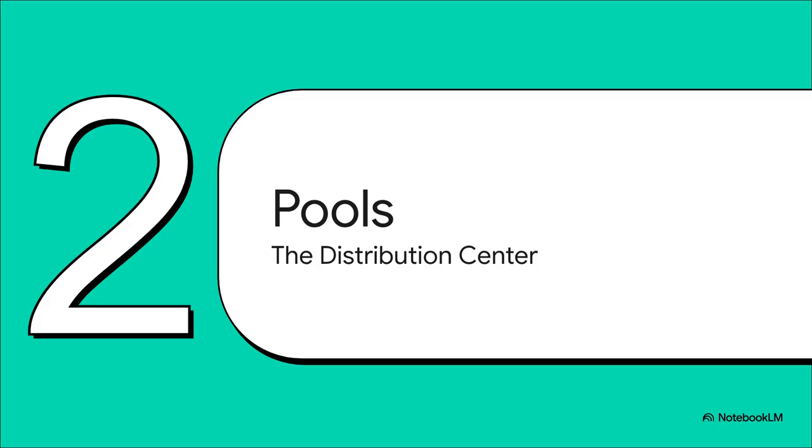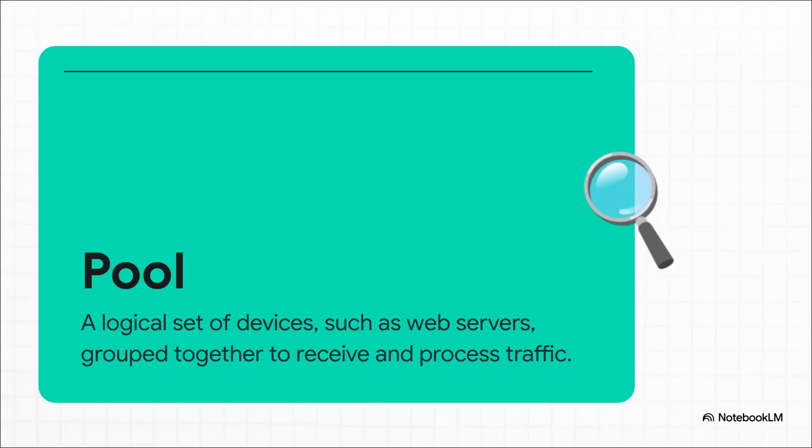Okay, so your request made it past the front door, the virtual server. Where's it headed next? Well, it's going into the distribution center, the mailroom. And F5 calls this a pool. So a pool is just what it sounds like. A group of back-end servers all set up to do the same job. Instead of the virtual server sending all the traffic to just one machine, it sends it to this whole team of servers. This simple idea is pretty much the foundation for how websites can handle massive amounts of traffic.